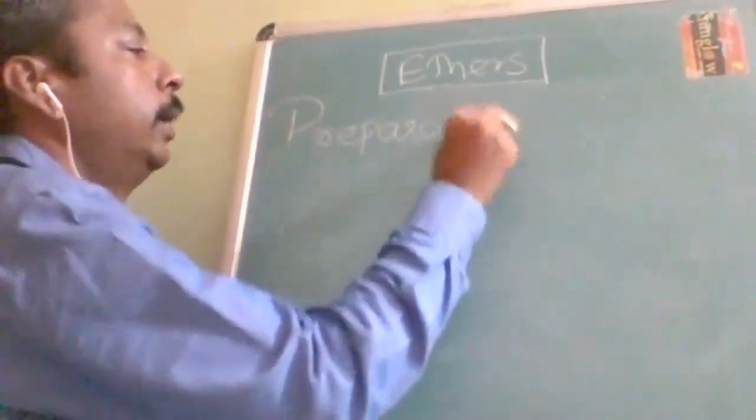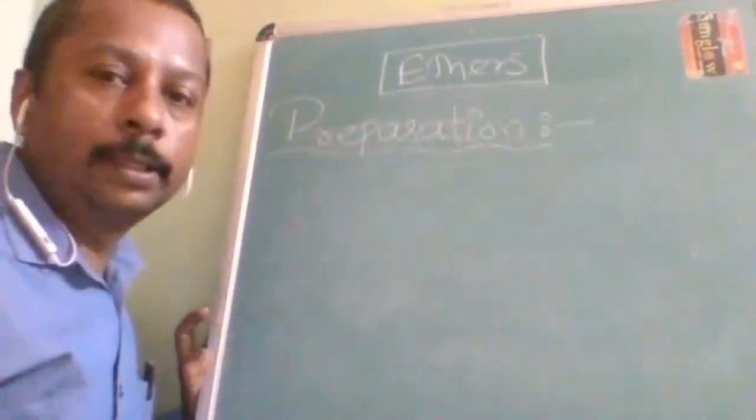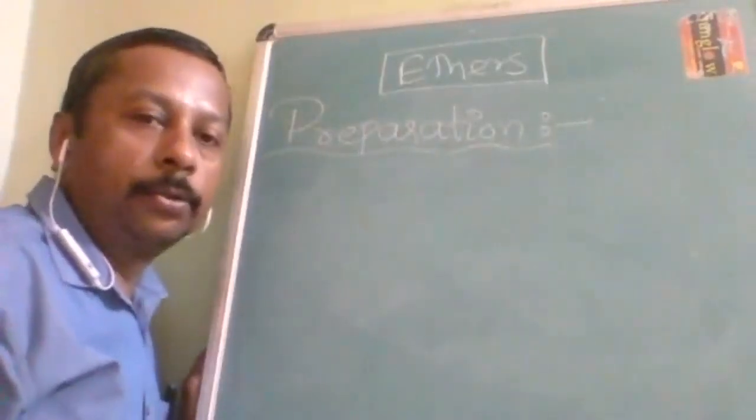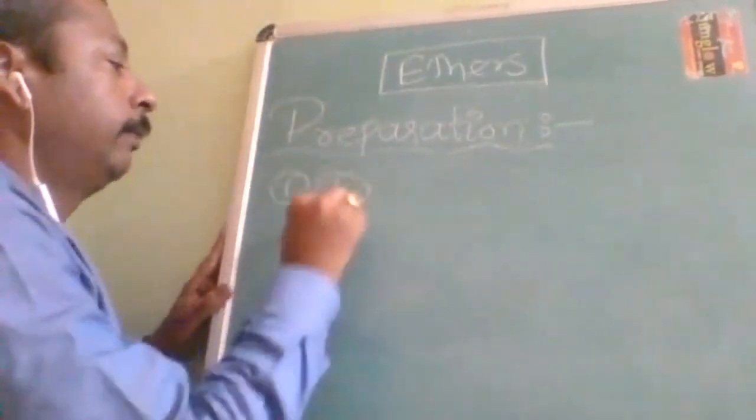If you have already studied the alcohols, there is a case where ethers are also formed. Okay. So dehydration. The first method is dehydration. What is the first method?